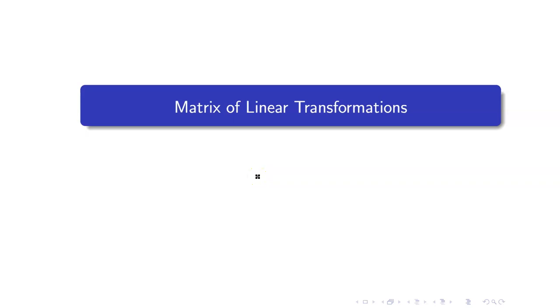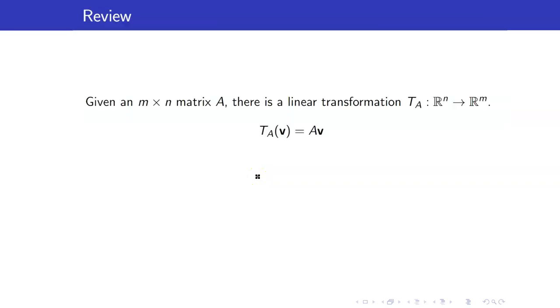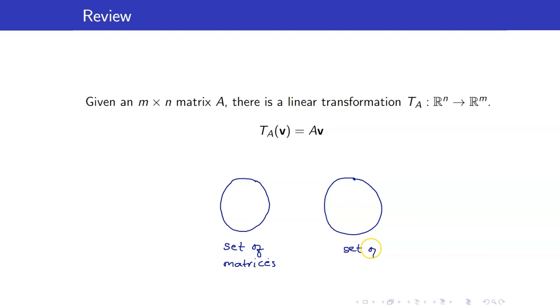In this lesson, I am going to discuss matrix of linear transformations. Let us recall that if we are given a matrix A, there is a linear transformation associated with it. Let's say that this is the set of matrices, and this is the set of linear transformations. We can associate each matrix to a given linear transformation, and this linear transformation is denoted by dA. Now, the question is the converse of this one, meaning to say, if I get a linear transformation, is there a matrix that we can associate with this linear transformation?